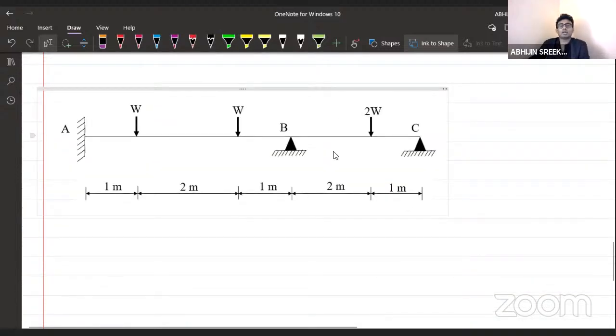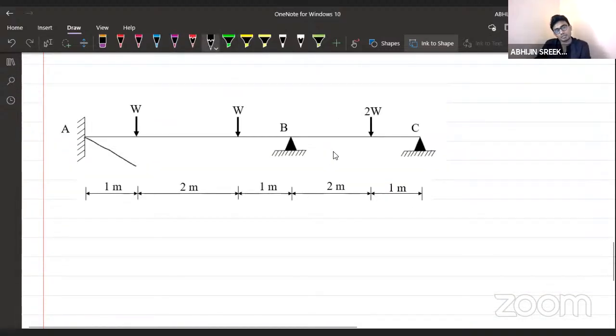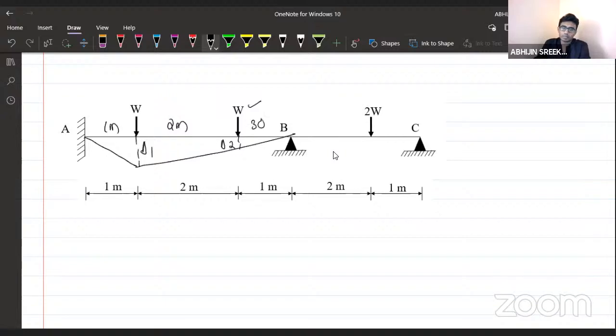And similarly, I can consider one more mechanism. Just like I considered for the concentrated load, I'll be considering it here now. I'm going to call it delta 1 and delta 2. This is 1 meter, 2 meter, and this is 3 meter. Now I'm going to call this theta. I have a reason for this. You also have to do this, because it will help you a lot in minimizing many things. We are habituated with theta.